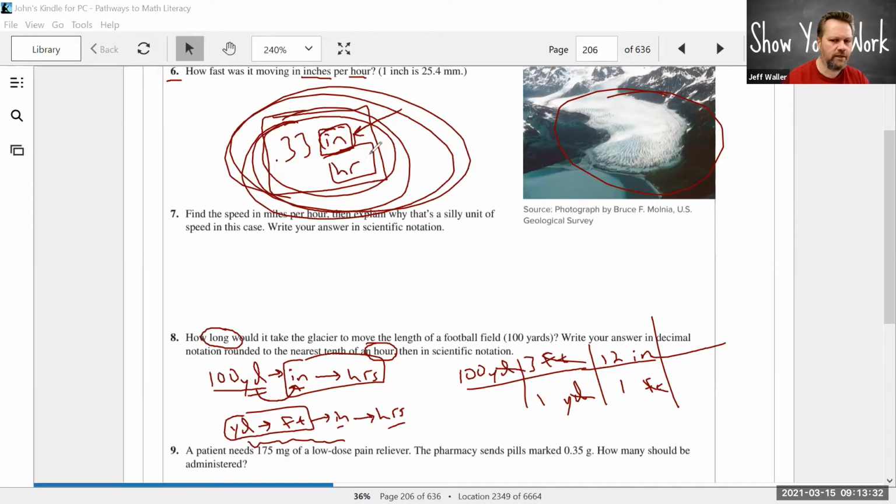All right, that's as far as I'm going to go. I'm basically done the problem for you, but the big problem people were making was they weren't starting with 100 yards. That's what I'm trying to convert. I want to convert 100 yards into a time for this glacier to move.